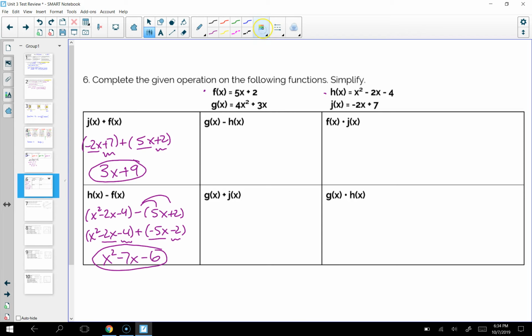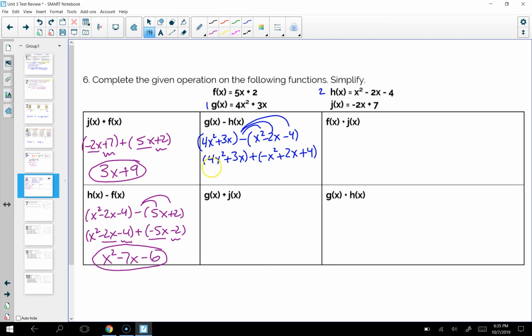Alright, let's do the middle column. It wants me to do g minus h. Remember, make this one first and do this one second. So g is 4x squared plus 3x minus x squared minus 2x minus 4. Just like last time, we're going to change all of the signs on the second half. This does not move. Now it's plus negative x squared plus 2x and plus 4.